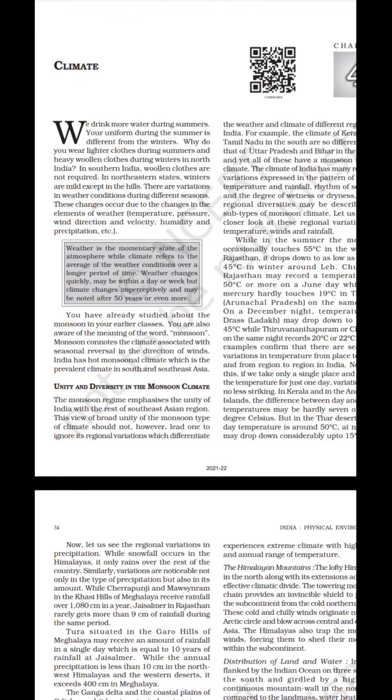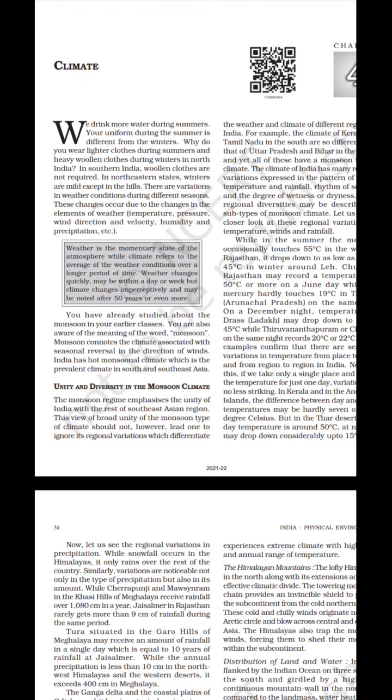Unity and diversity in the monsoon climate. The monsoon rhythm emphasizes the unity of India with the rest of the Southeast Asia region. This view of broad unity of the monsoon type of climate should not, however, lead one to ignore its regional variations, differentiating the weather and climate of different regions of India. For example, the climate of Kerala and Tamil Nadu in the south is so different from that of Uttar Pradesh and Bihar in the north. And yet, all of these have a monsoon type of climate.